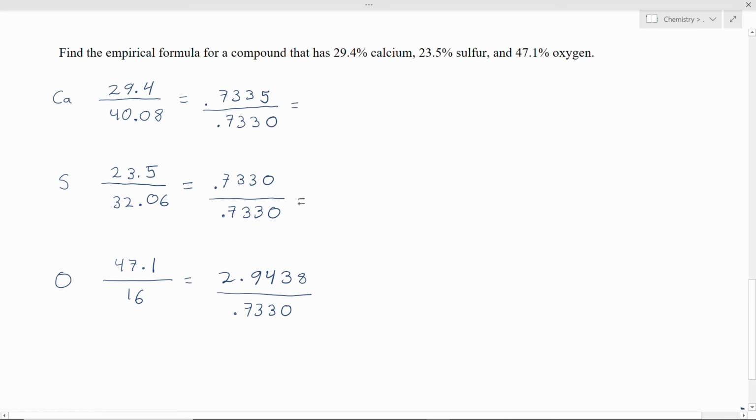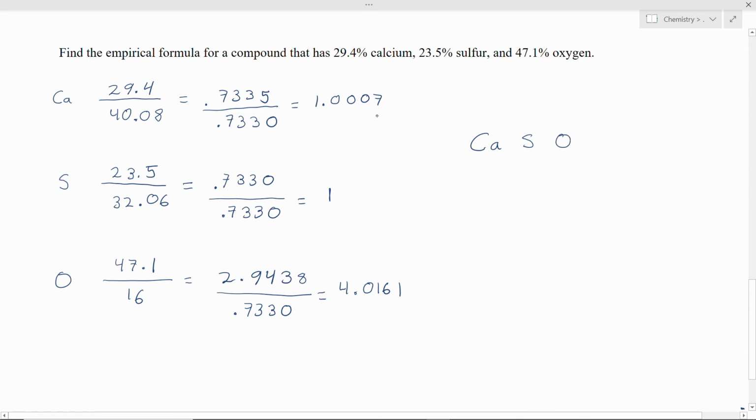And we carry out these divisions. For calcium, we have 1.0007. For sulfur, we have 1. And for oxygen, we have 4.0161. So in the end, we know that we're going to have the element symbols Ca for calcium, S for sulfur, and O for oxygen.